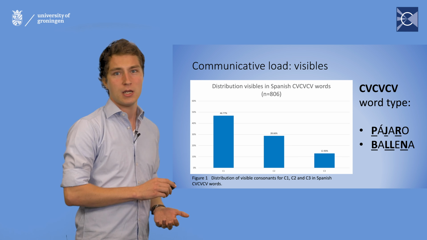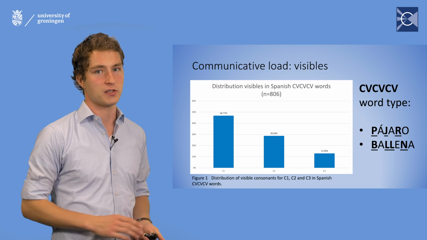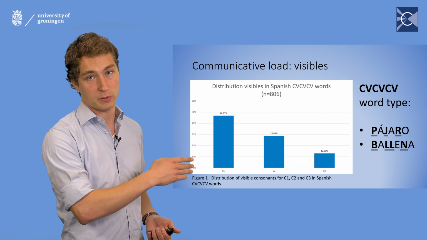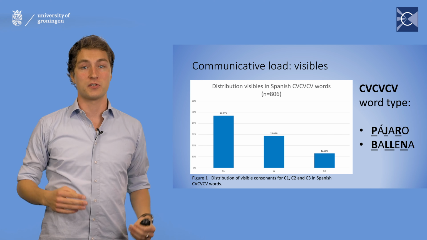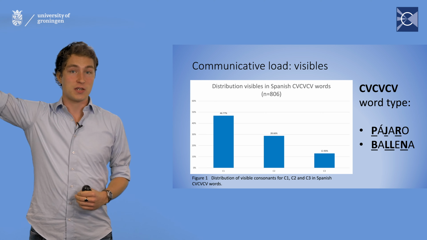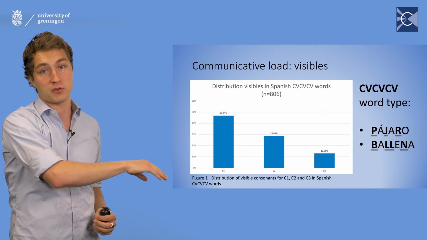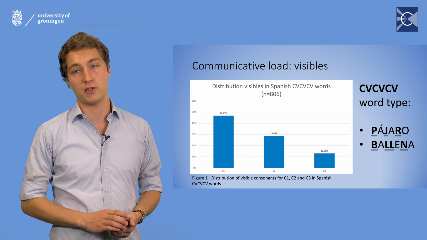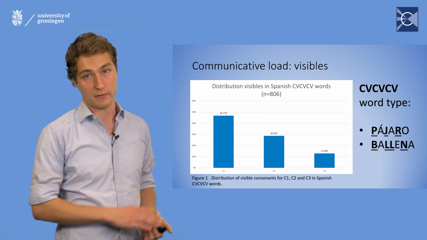Now, what we see here is that almost half of all Spanish CV words start with a visible consonant, compared to only 28% in medial position and 13% in final position. This is a lovely example of how visible consonants are favoured at the beginning of the word, where the communicative load is high. And there's a strong decrease of the proportion of visible consonants as the word progresses, with the lowest proportion of visible consonants at the end of the word. In favour of another category of consonants, but again, the type of consonants that are favoured where the communicative load is low is outside of the scope of this presentation.